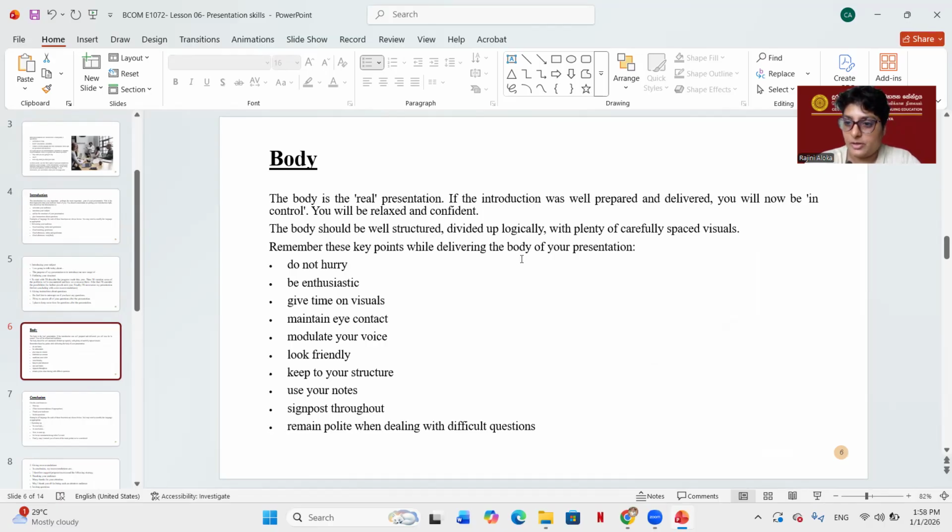Do not hurry. Sometimes people, out of nervousness, quicken the pace, and it's really hard to understand what they're saying. So do not hurry. Even if you feel like you are hurrying, just slow it down, take a moment, take a deep breath, and start again from where you stopped, and know that these people are hearing this for the first time.